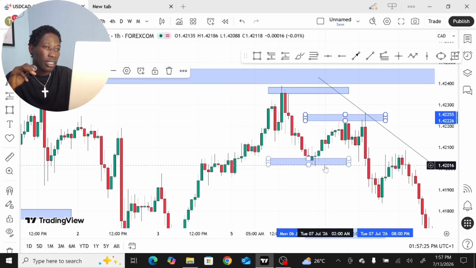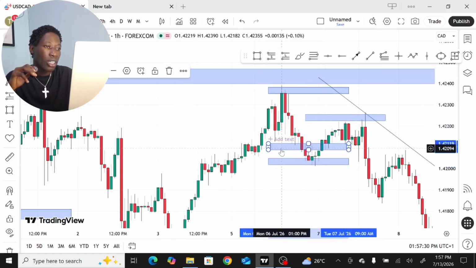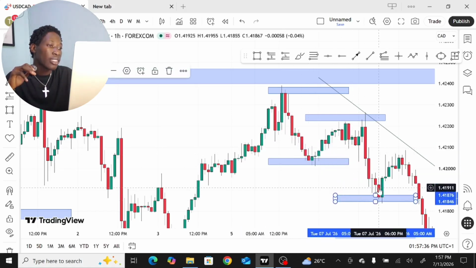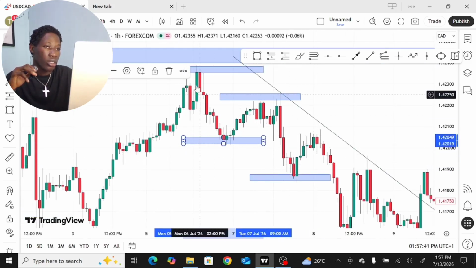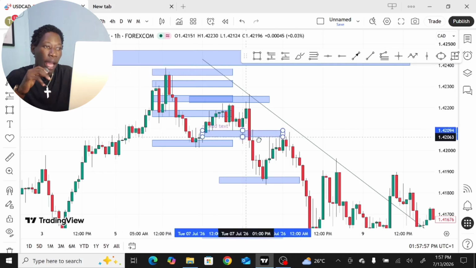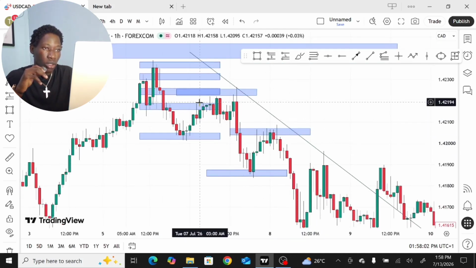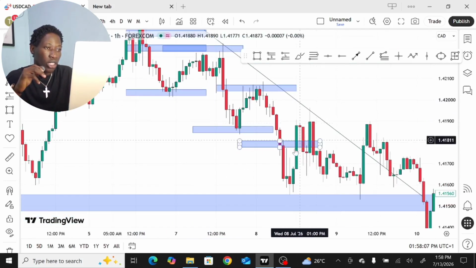Now, what did the market do next? The market came and created a lower low, right? Like that. It created another lower high. Now the market created another lower high. If you check, the highs are getting lower. Now, what it did again is created a lower low, because that's what the downward trend does.